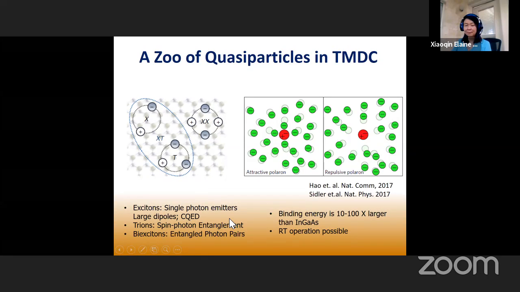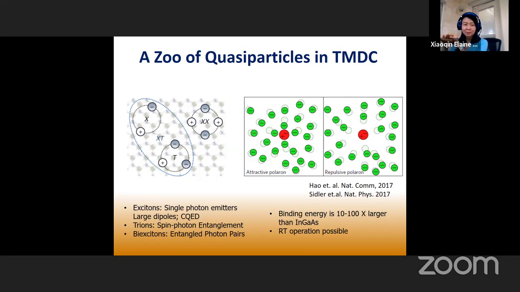So perhaps this is reasonably familiar to the audience here. If you can isolate individual excitons in all three dimensions, you can use them as single photon emitters. And they have very large dipole moments. The single layer material has about 10% absorption near the exciton resonance. If you convert that to a dipole moment, it translates to a huge dipole moment.